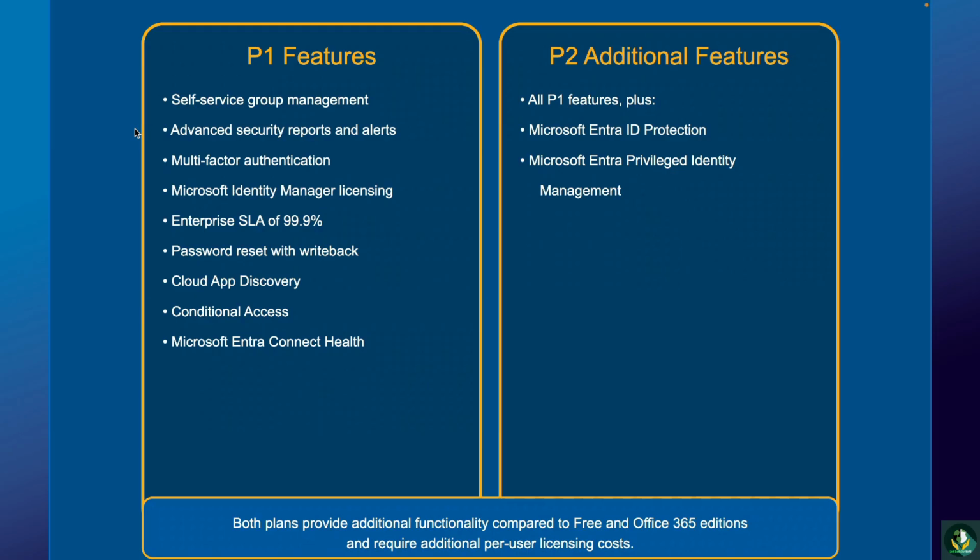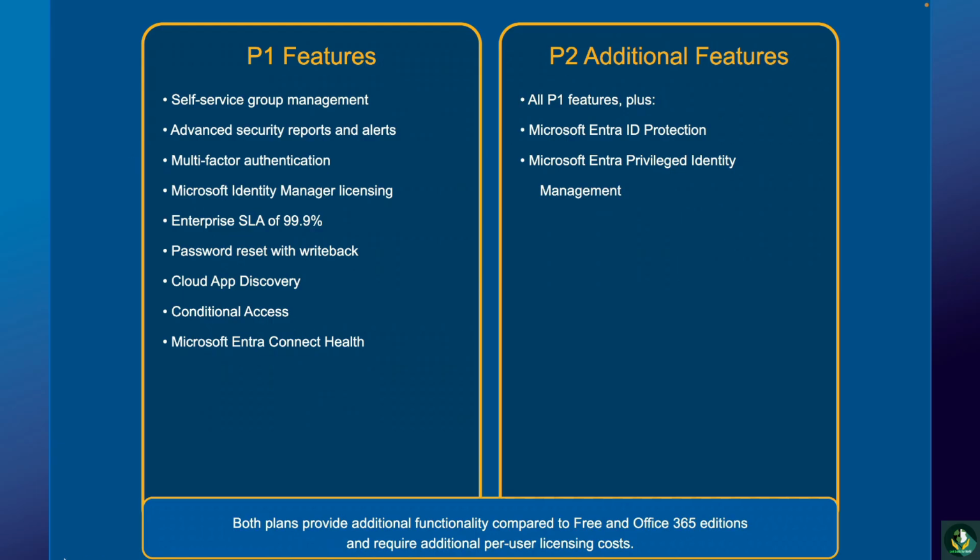Next feature included in P1 is multi-factor authentication. It works with on-premises applications such as VPN, Radius, and so on. And it supports Azure, 365, Dynamics, and third-party Microsoft Entra Gallery applications. Note that it doesn't work with non-browser off-the-shelf apps like Microsoft Outlook.